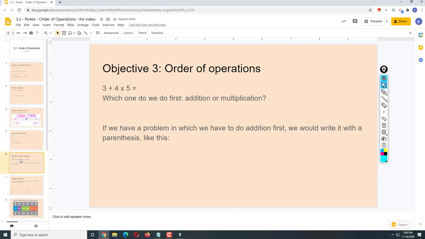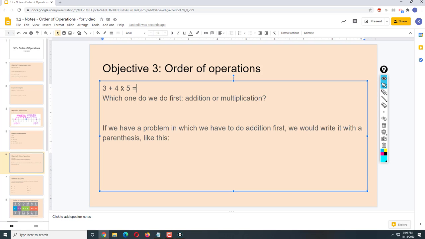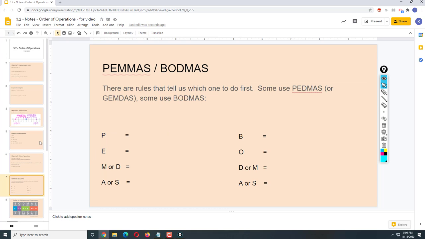Okay. Order of operations. For this one, do we do addition first or multiplication? By convention, we do multiplication first, and then we add. What if we have a problem where we want to do addition first? Well, we can't write it like this. Instead, we would use parentheses like this. For this one, we would do addition first, and then multiplication. So these are two different questions with different values as answers.